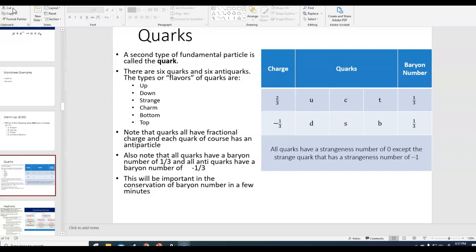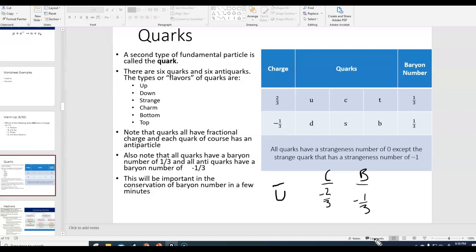So we have the up, charm, top, down, strange, and bottom quark, and of course each of those has an antiparticle. An antiparticle, remember, is identical to a normal particle, except that all of the numbers associated with that particle are reversed. Just to give you an example, if an up quark has a charge of 2/3 and a baryon number of 1/3, then an anti-up, which you would write with a U with a line over it, would have a charge of -2/3 and a baryon number of -1/3. So we've got 6 quarks and 6 antiquarks.